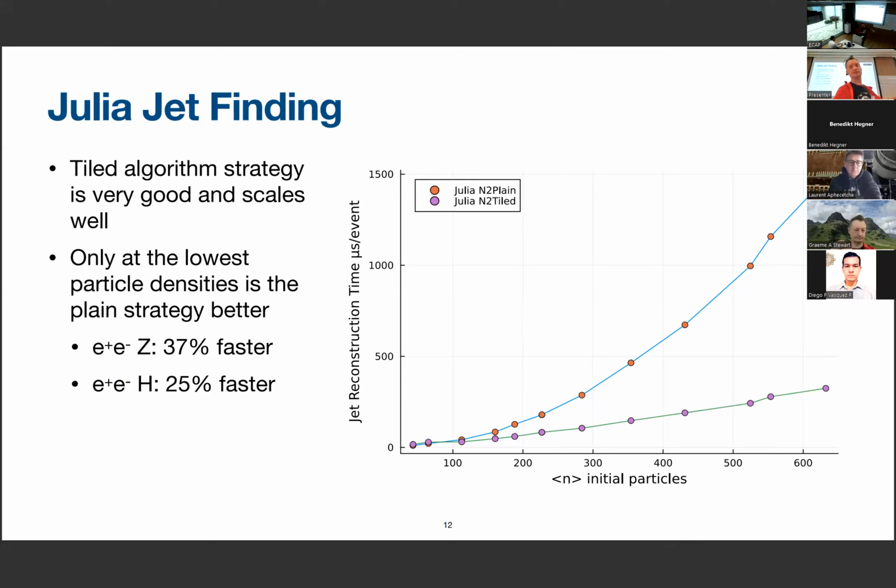However, once you get down to E plus E minus densities of particles, the plane algorithm is actually faster. At the Z pole, it's 37% faster, and for E plus E minus at the Higgs energy, it's 25% faster. But it's very, very quick. You're down at about 10 microseconds per event here. This is really fast to reconstruct jets at these low densities of particles. So good, that's the Julia results. You would want to use the plane algorithm down at E plus E minus. At the LHC, you definitely want to stick to the tiled algorithm.